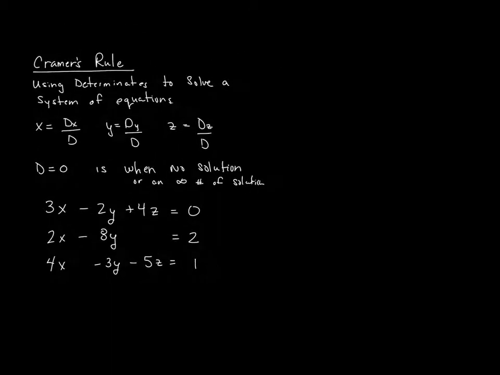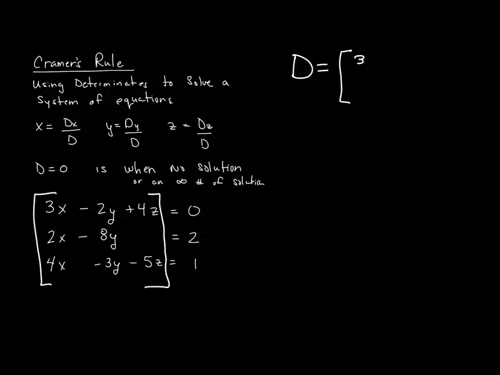So what we're going to be doing here is the matrix D, which is the same for all of these. The matrix D is given to us by all of the coefficients. So this is an example where D is just equal to 3, -2, 4, 2, -8, 0, and 4, -3, -5.